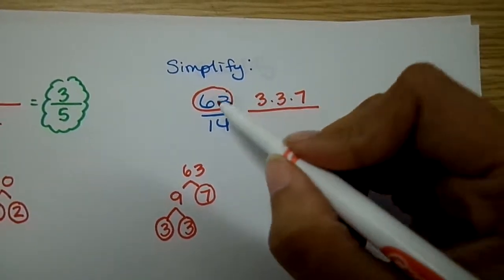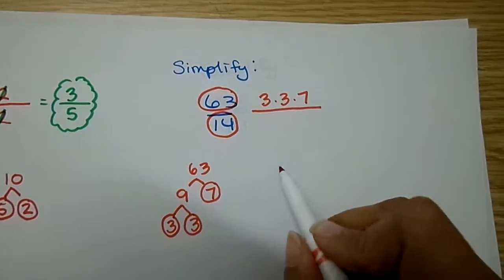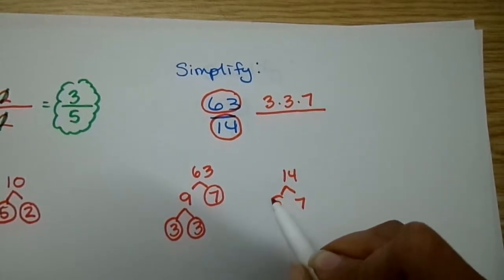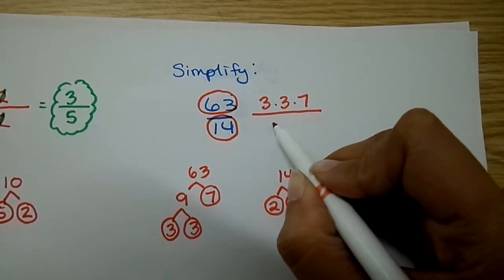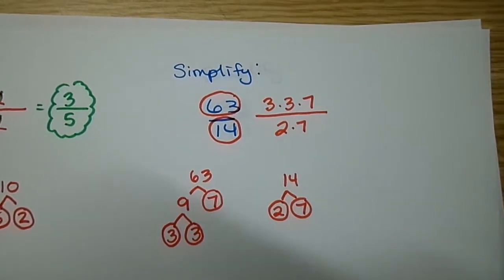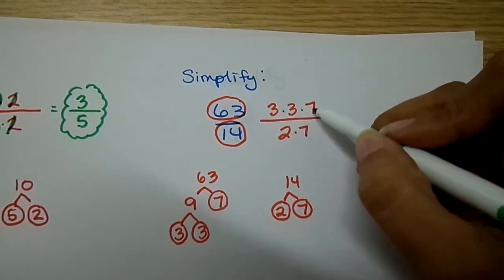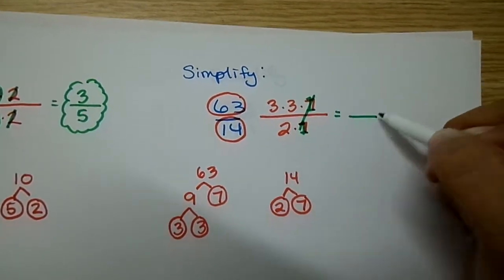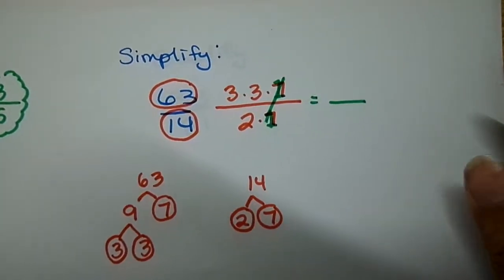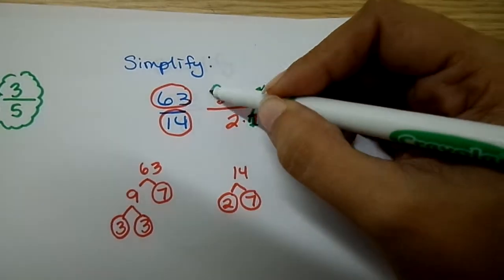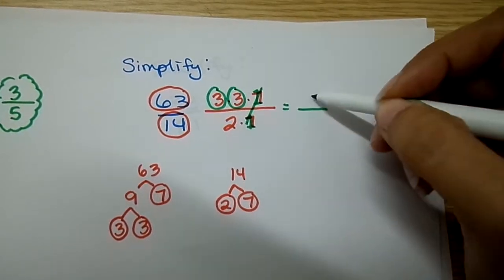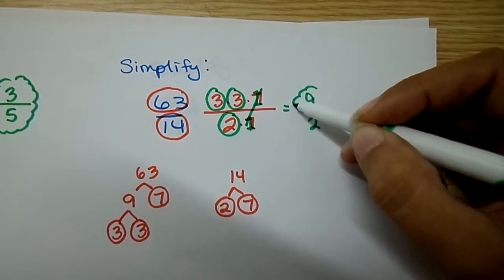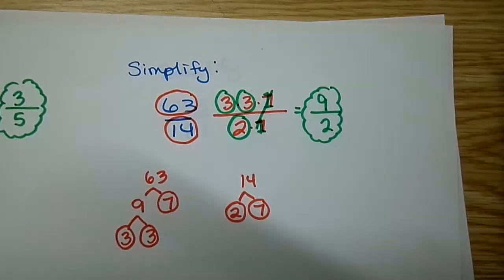So I'm going to do the same thing with the 14. I'm going to break down 14 into primes. 14 is 2 times 7. And 2 is prime and 7 is prime. So I'm going to write 14 as 2 times 7. So I see a 1. 7 over 7 is 1. I'm going to cancel those out. I don't see any other ones, so now I'm just going to multiply to get my final answer. In my numerator, I see 3 times 3, which is 9. And in my denominator, I see a factor of 2. So my simplified fraction is 9 over 2.